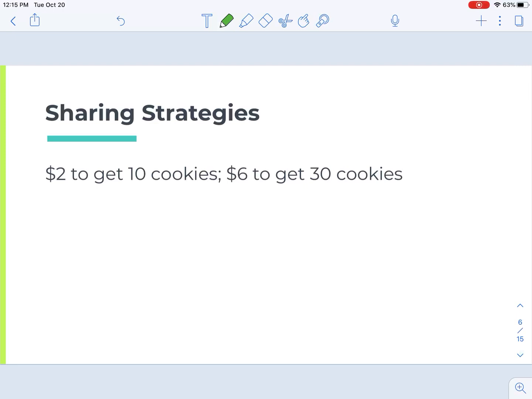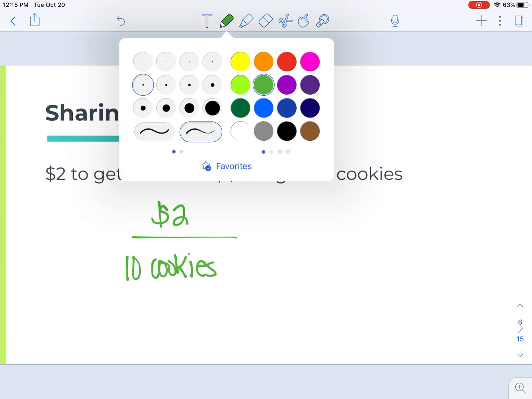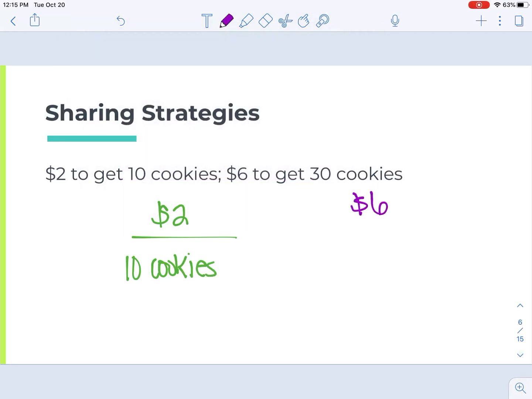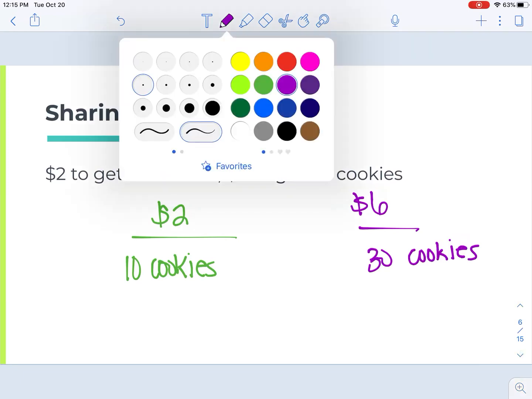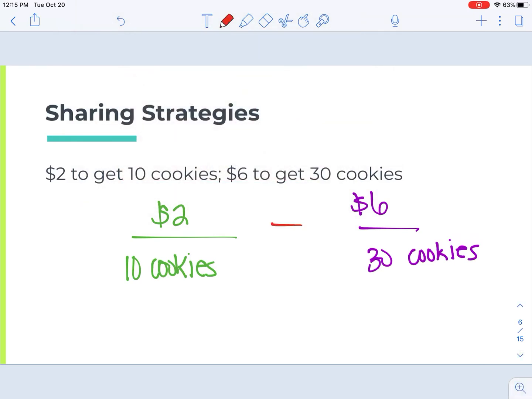All right. So a couple strategies that were shared. Okay, and you're going to see these strategies come up again. The first strategy, and I always start by writing them as rates. So $2 for 10 cookies. And $6 for 30 cookies. In the first strategy, we set them up as equivalent fractions. We say that they're equal to each other.